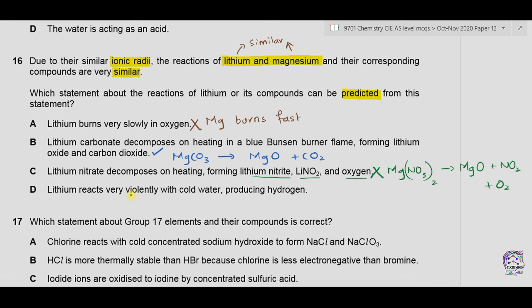D. Lithium reacts very violently with cold water, producing hydrogen. The reaction of magnesium is very slow with cold water. So therefore lithium should behave the same. So D is incorrect. Correct option is therefore B.